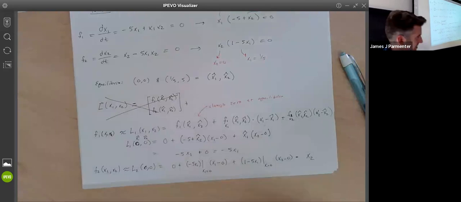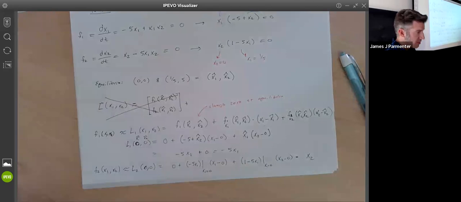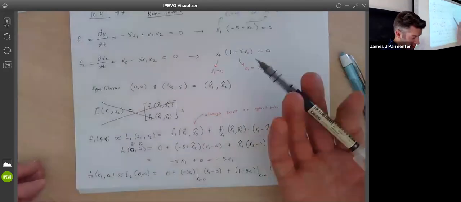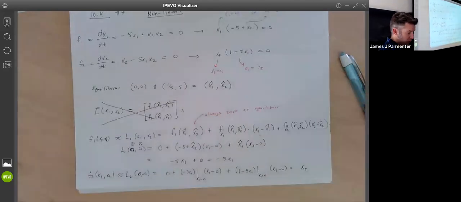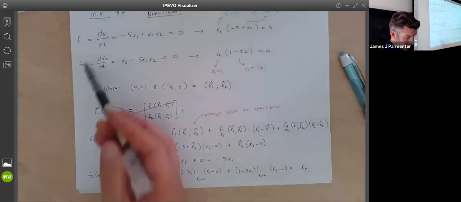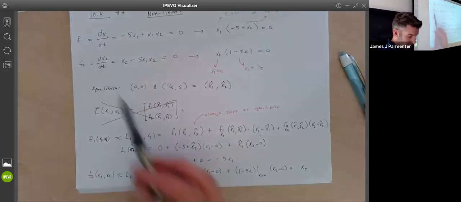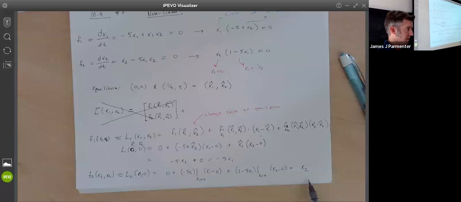Hooray. So here's what we're saying. We're saying that at the equilibrium (0, 0), the system of differential equations essentially looks like dx1/dt equals -5x1 and dx2/dt equals x2. That's what the linearization is telling us there. It's kind of super gnarly though.